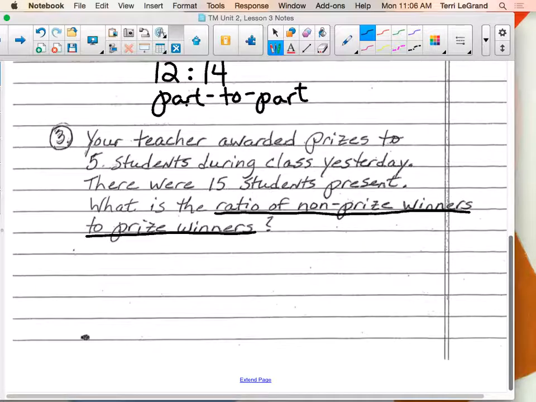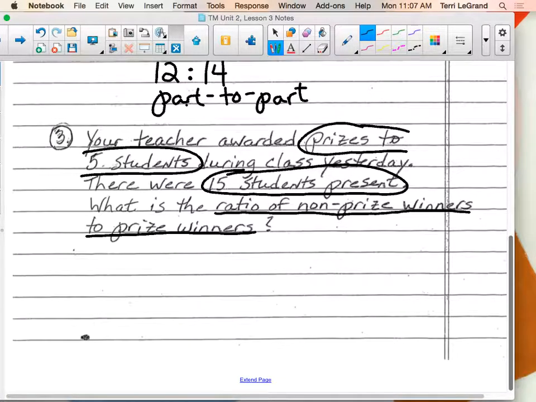So we know that there were prizes given to 5 students. So they're the what? The non-prize winners or the prize winners? Those, of course, are the prize winners. During class yesterday, there were 15 students present. Okay, 15 students present. What is the ratio of non-prize winners to prize winners? So we need the non-prize, don't we? Yeah. Okay, let's write that down. We need non-prize winners.